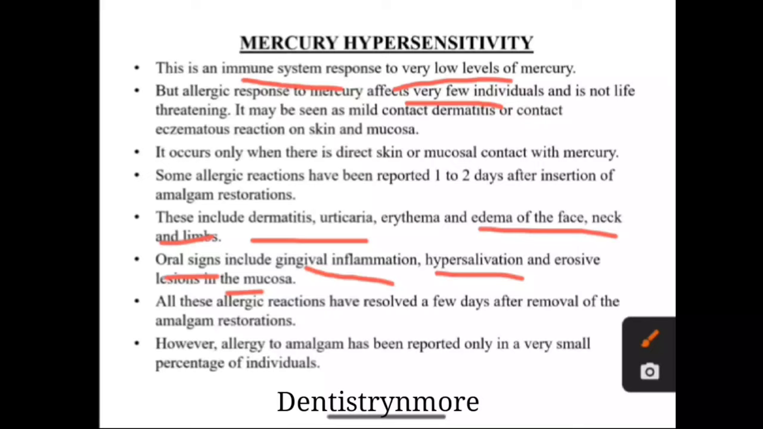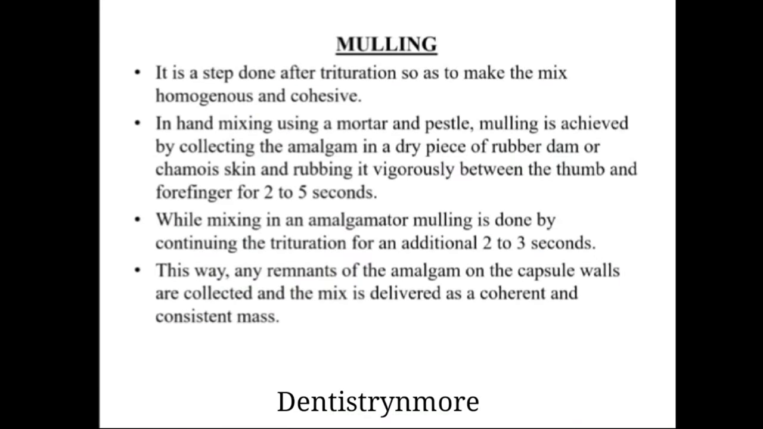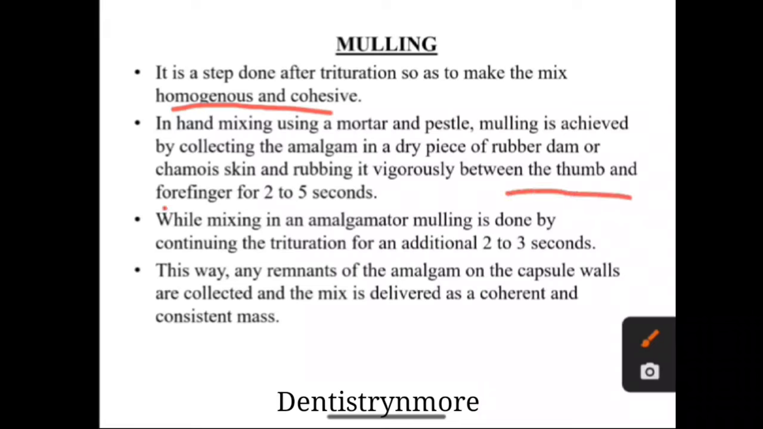So it is reported only in a very small percentage of the individuals. Next one is mulling. It's the step that is done after the trituration, so as to make the mix homogeneous and also cohesive. In case of hand mixing, it can be done by using a mortar and pestle. It can be achieved by collecting the amalgam in a dry piece of rubber dam and rubbing vigorously with the thumb and the forefinger for 2 to 5 seconds.